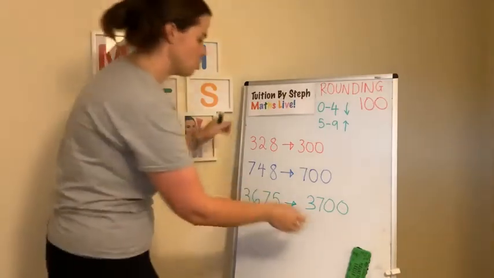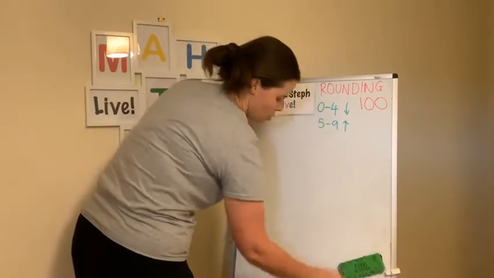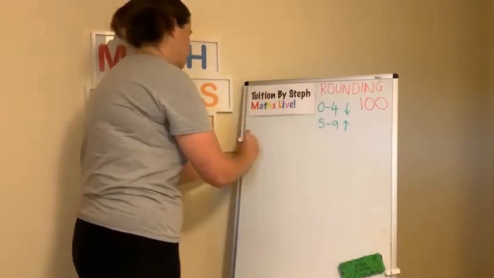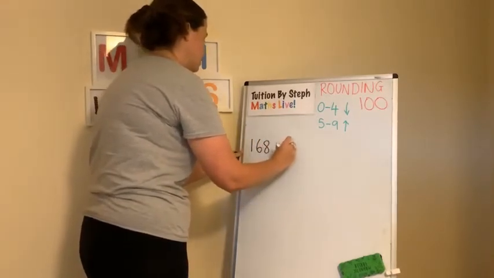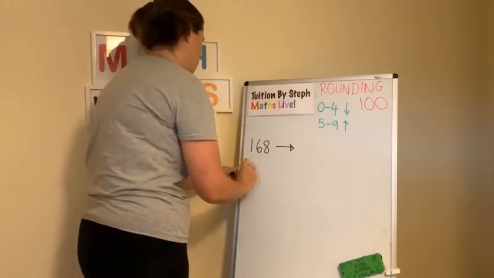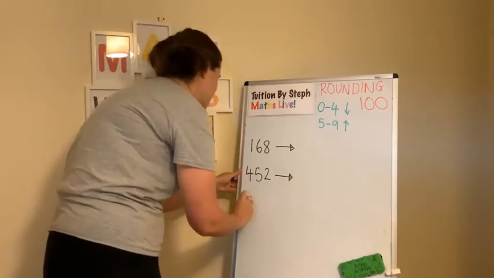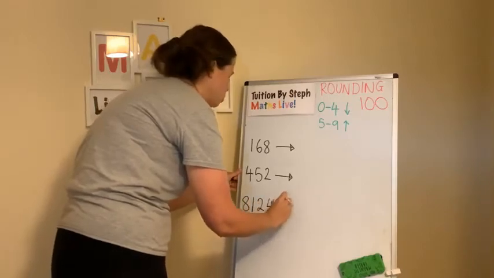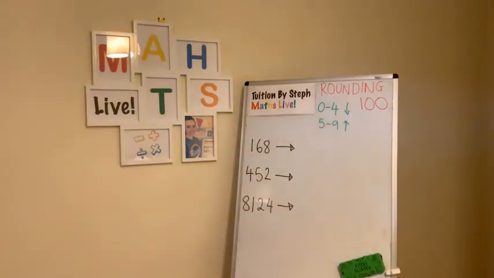Okay, right, your go. Your 3 digits around the nearest 100 are going to be 168, 452 and 8,124. So I'd like you to have a go rounding those 3 numbers to the nearest 100.